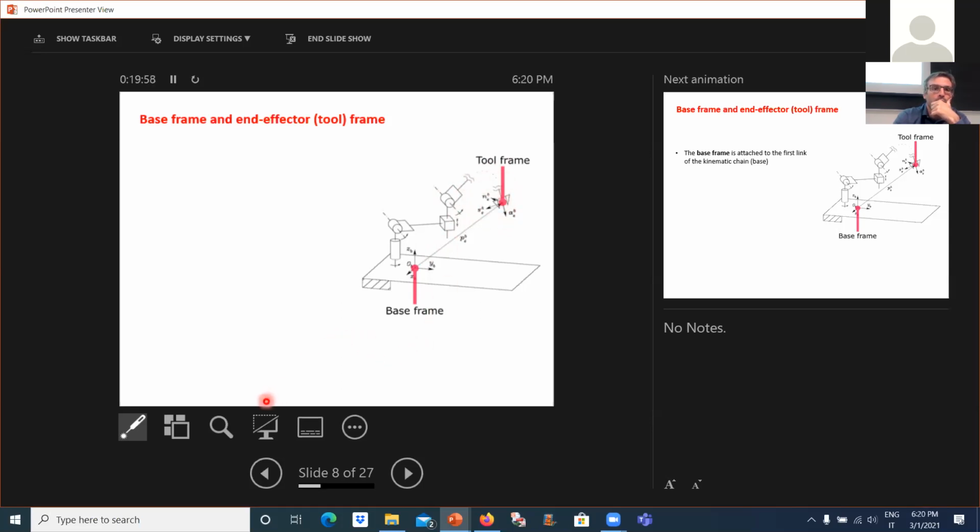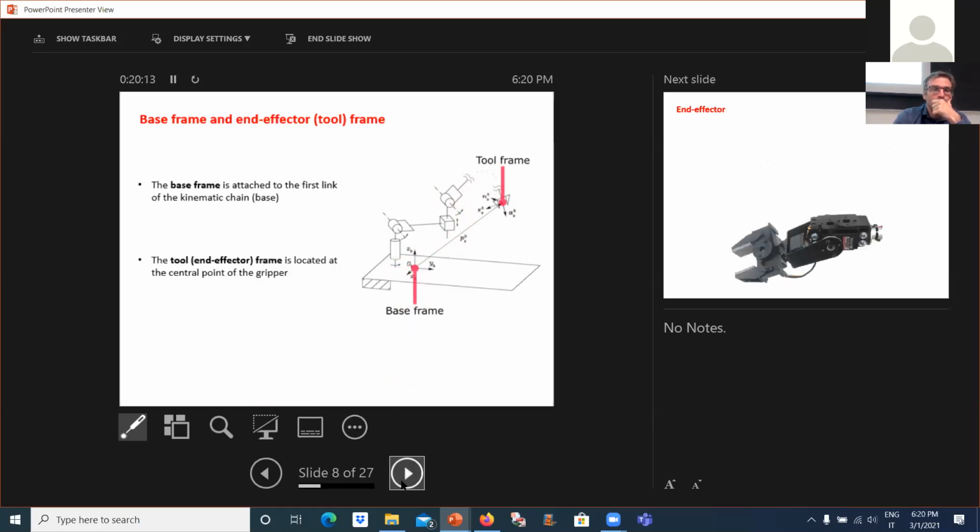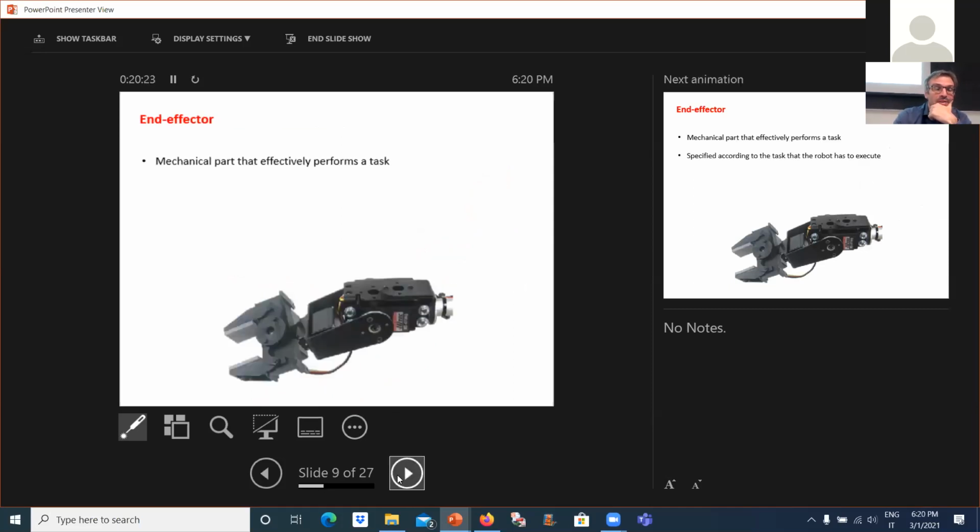So, the end effector or tool frame, while at the beginning of the kinematic chain, you have the base frame. And normally the base frame is attached to the first link of the robot, while usually the end effector frame is located at the central point of the gripper. And this is an example of an end effector. It is whatever mechanical part effectively performs the task that you want to do. If you want to grasp something, you have something like this.